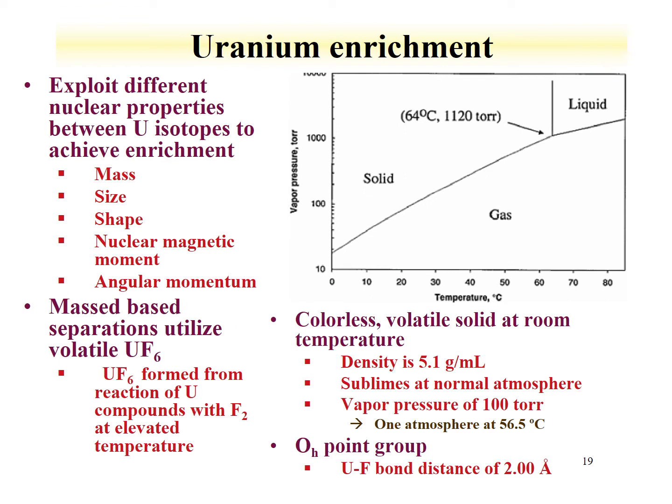This uranium hexafluoride can be formed from the reaction of uranium compounds with fluorine at elevated temperature. This material has a density of about 5 grams per liter, sublimes in normal atmosphere, going from the solid to the gas, and has a vapor pressure of 100 torr, or 1 atmosphere at 56 degrees. So if we took this material and heated it to 56 degrees, we'd have an atmosphere of pressure of uranium hexafluoride above it. The molecule has Oh symmetry with uranium-fluorine bond distances of about 2 angstroms.